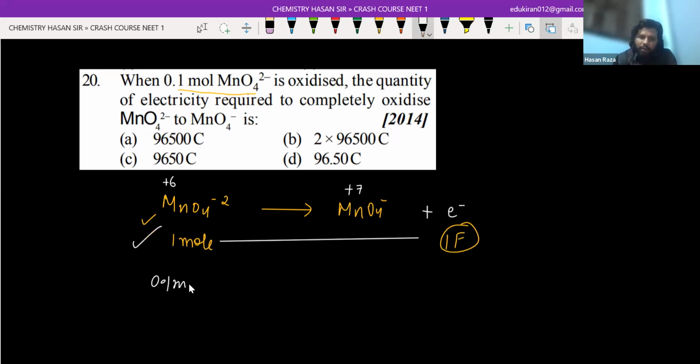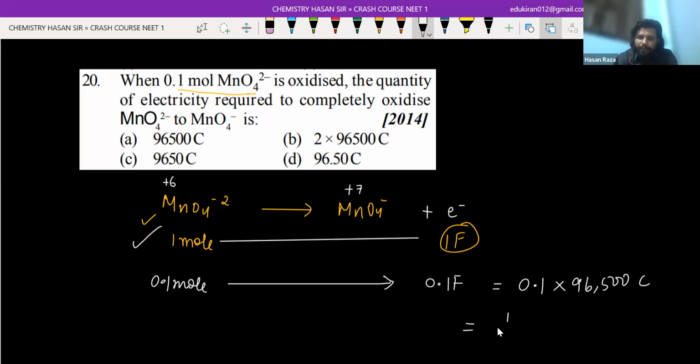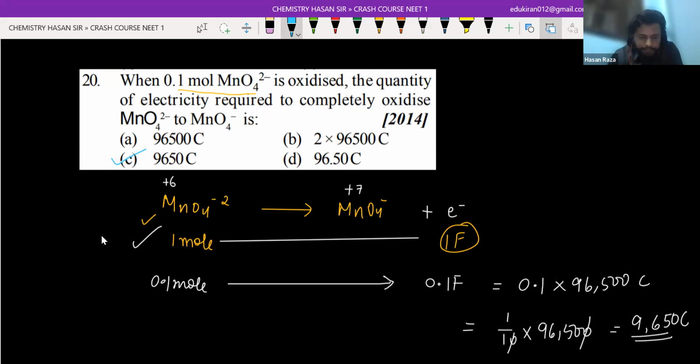So 0.1 mole of MnO4 2- will give you 0.1 Faraday. And you know 1 Faraday means 96,500 Coulomb. And hence you can easily solve this, 0.1, right? So 1 by 10 into 96,500, and hence you can easily cancel it. You will get 9,650 Coulomb. So this will be your answer. That is C. That is your C. Is that clear, everyone? Yes, sir.